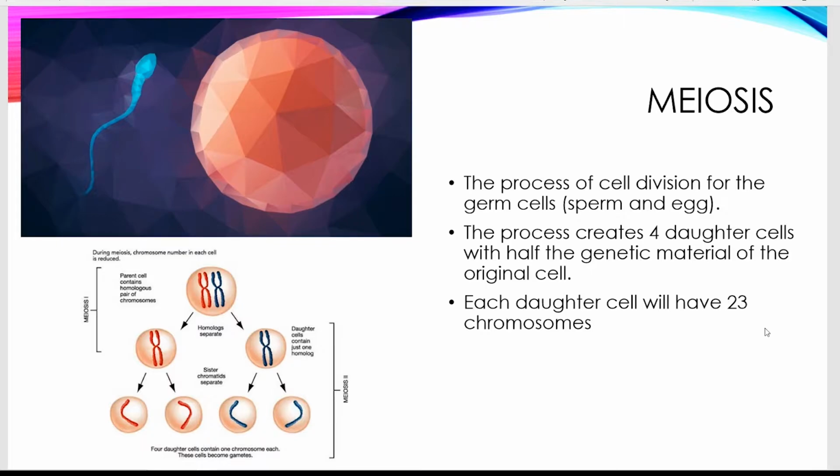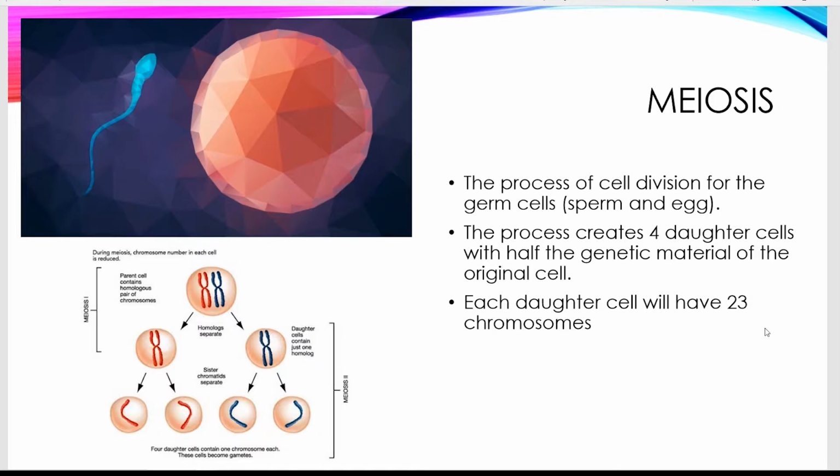It creates 4 different cells, and each of those different cells will have a slightly different combination of genetic material compared to the original cell. So in meiosis, you don't want your egg cells or sperm cells to be exact genetic replicas of yourself, because that's not promoting diversity within the species. That is making everyone essentially identical.